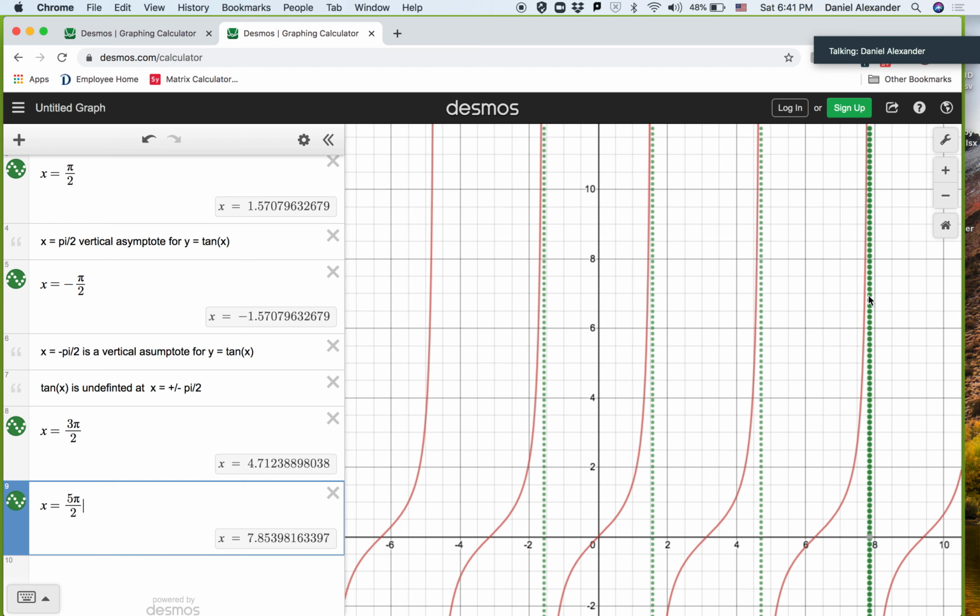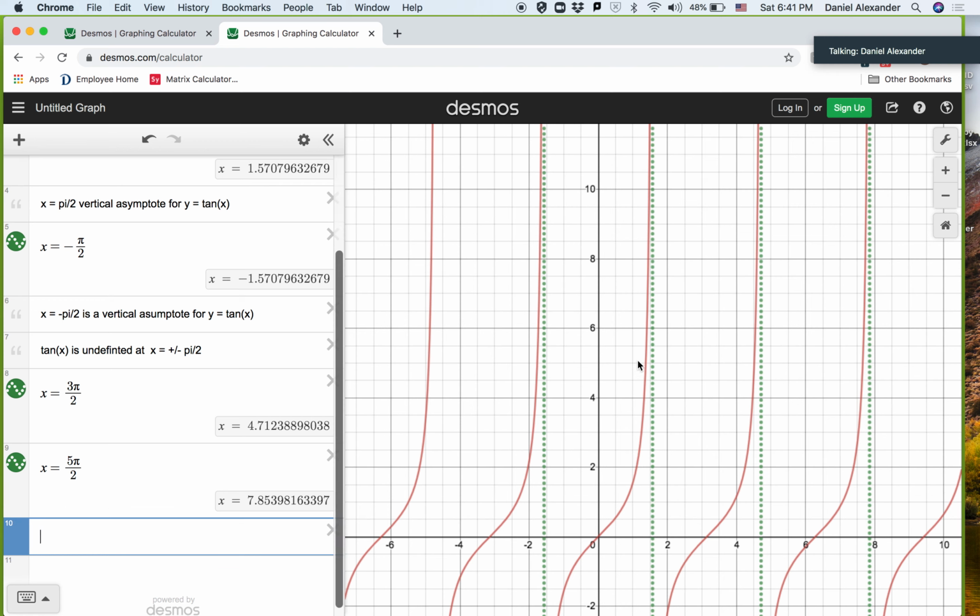I don't know why that's darker over here. It just happens to be. Don't know why. Oh, there it goes. There it goes back to normal.